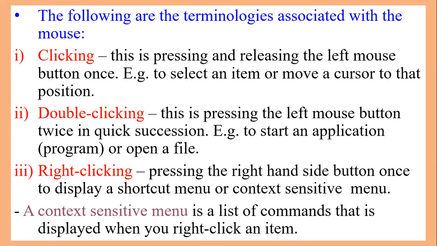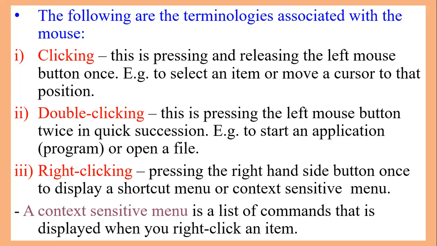The following are some terminologies that are used with a mouse. 1 is clicking. When you hear click, what comes to your mind? Now, this is pressing and releasing the left mouse button once, e.g. to select an item or move a cursor to that position.